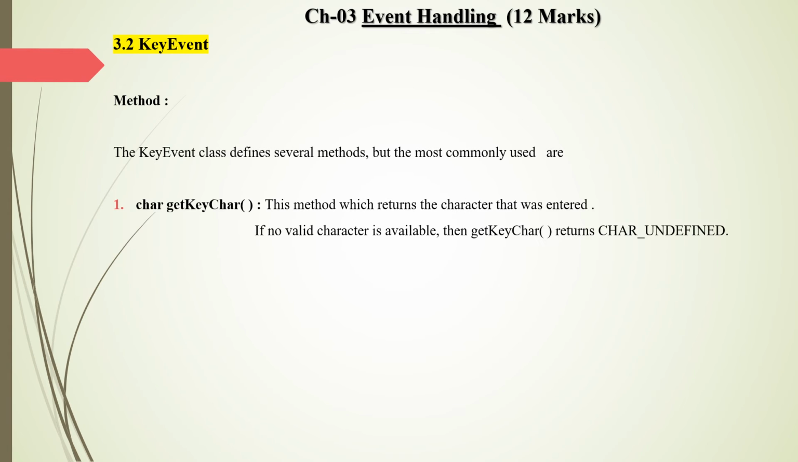Then next we see some methods of the KeyEvent class. The KeyEvent class defines several methods, but the most commonly used first method is getKeyChar, with K capital and C capital. This method does not have any parameter, but it returns the character value, the character that was entered. If no valid character is available, then getKeyChar returns CHAR_UNDEFINED.